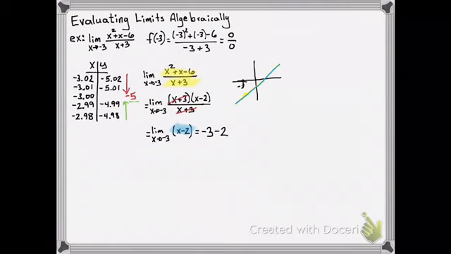I plugged in negative 3, so I've done the operation of a limit, and so I don't need the word limit there anymore, and I shouldn't put it there. And negative 3 minus 2 is equal to negative 5, which is the exact answer we thought we would get when we looked at the table. But I didn't have to do a table to do this. All I had to do was factor.